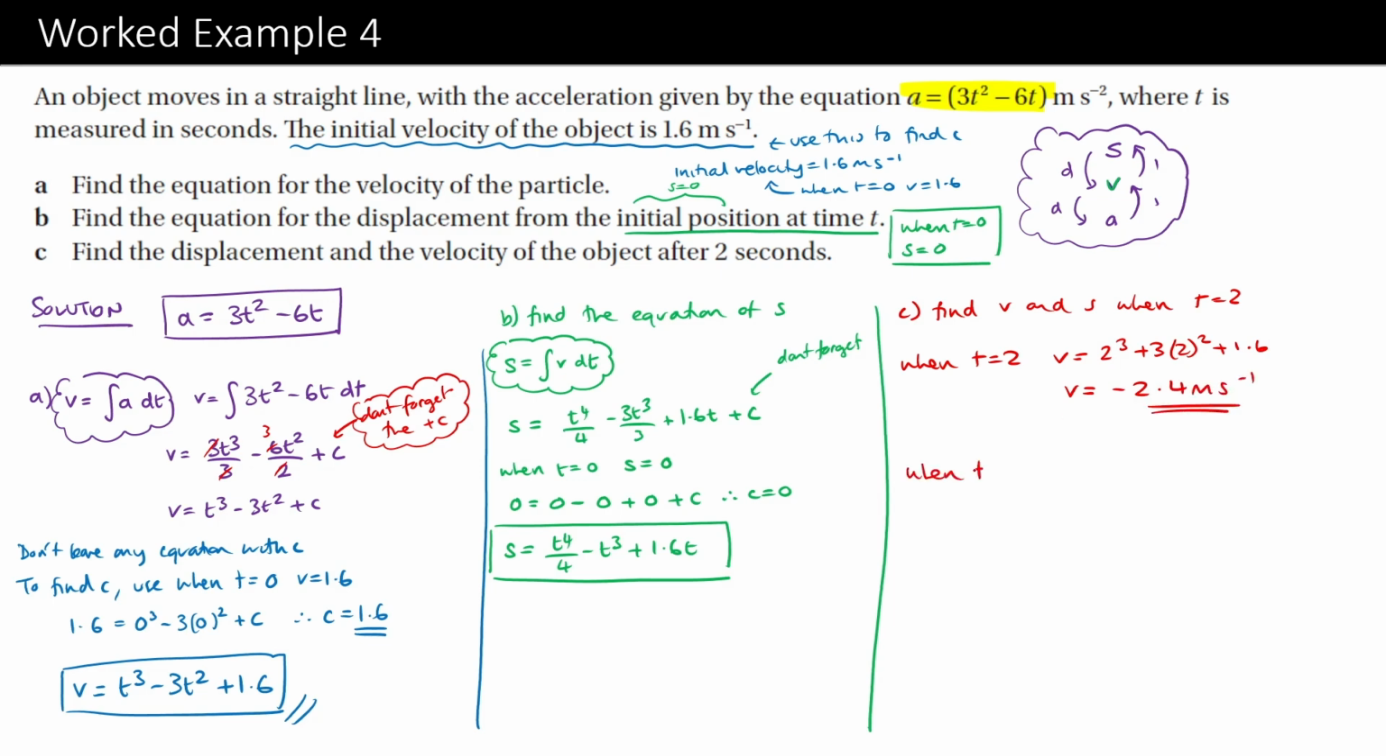And when t equals 2, S is going to equal 2 to the power of 4 over 4 minus 2 cubed plus 1.6 times 2, and that gives me an S value of negative 0.8, and that's in meters. And there we go.